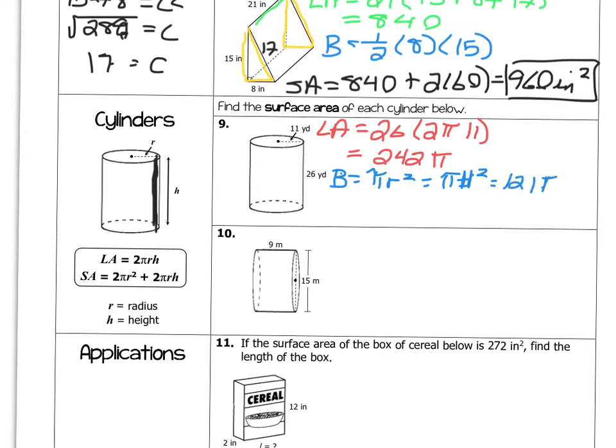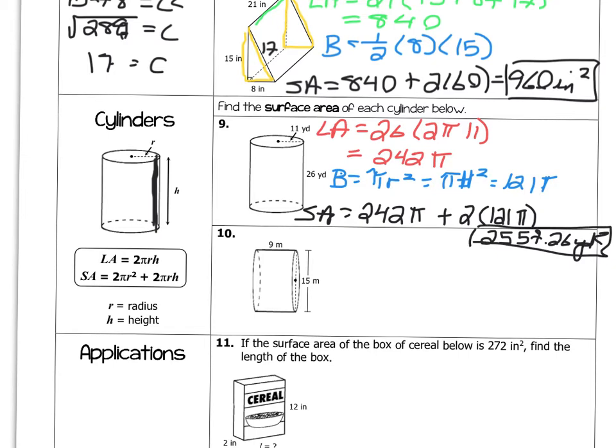121 pi. So the total surface area will be my lateral 242 pi, which is all the way around, plus 2 times the area of my bases. When you plug that in the calculator, what you end up with is 2,557.26 yards squared. Okay, go to the next one.